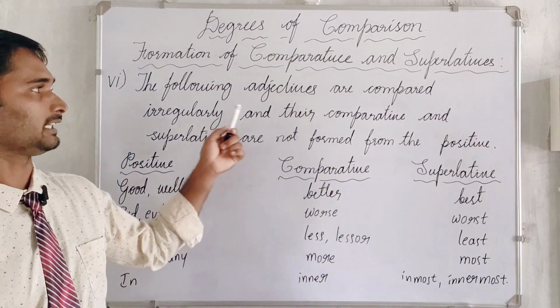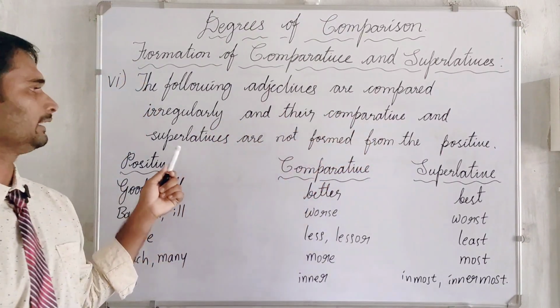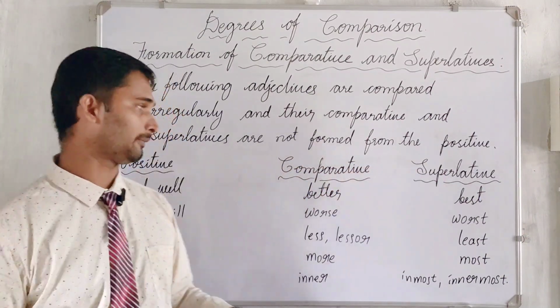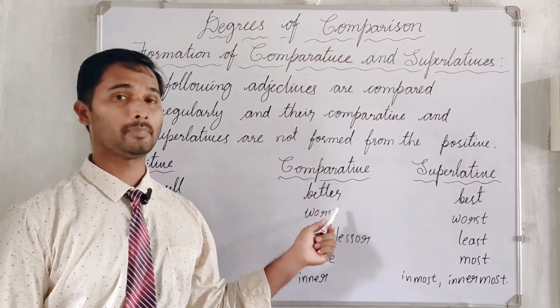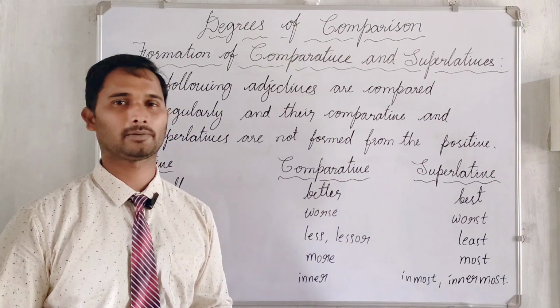The following adjectives are compared irregularly, and their comparative and superlative are not formed from the positive. Some examples. Good or well. The comparative is better and the superlative is the best. This is called irregular comparison.